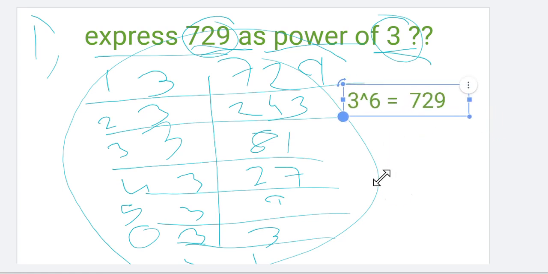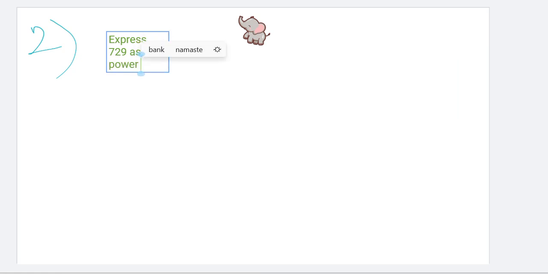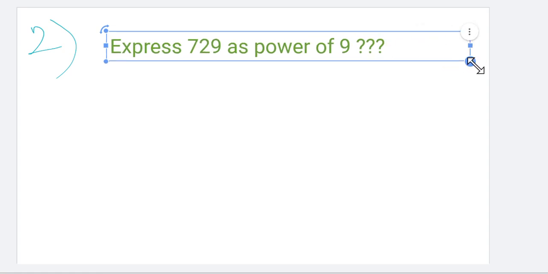Okay, now let's try solving a few more questions. Alright, the second question that we have to practice is: express 729 as power of 9. Now over here again the power has been mentioned, the number that we have to express it in. So we have to factorize the number with 9, right? So how to do it again?